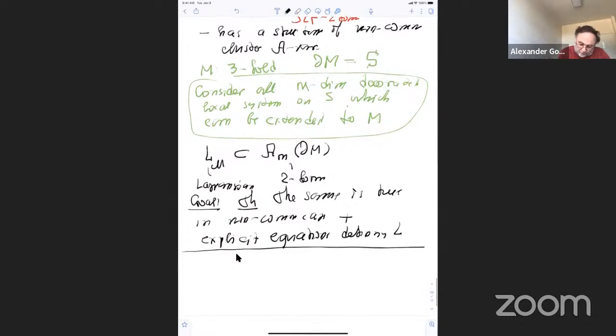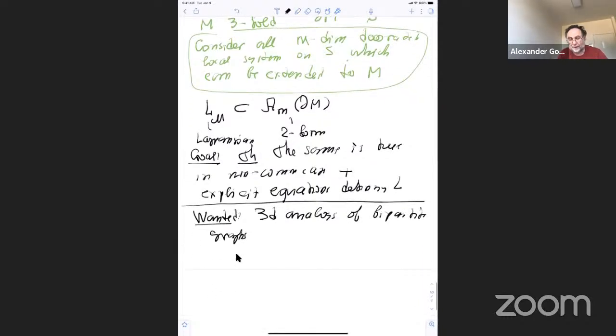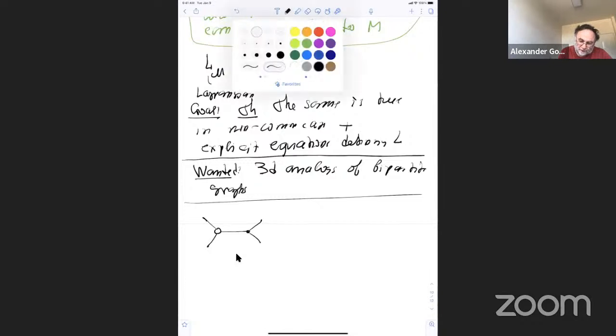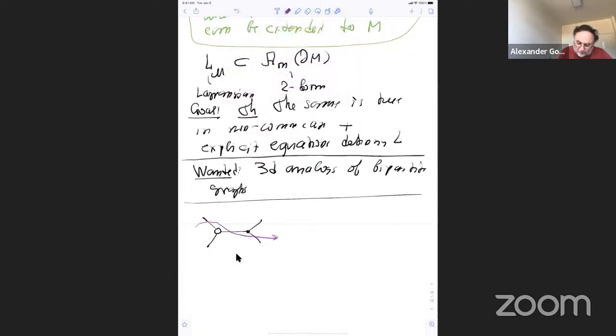So what we wanted, and what we'll have in a second, is a 3D analogue of bipartite graphs. And these 3D analogues of bipartite graphs deliver us the equations. They're actually not graphs, so let me give you a definition. First of all, let me remind you a little bit of information which some of you know. If you have a bipartite graph, then you assign to this bipartite graph, as we discussed, the zigzag paths.